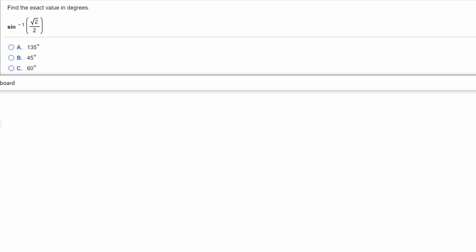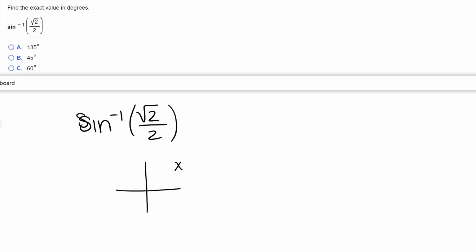This one should be pretty easy, right? Sine inverse of root 2 over 2. Sine inverse is going to spit out angles in the first and the fourth. I know my reference angle here is going to be pi over 4, because I know that when I take the sine of it, I get root 2 over 2. And it's positive, so this is pretty straightforward. That's just going to be pi over 4.